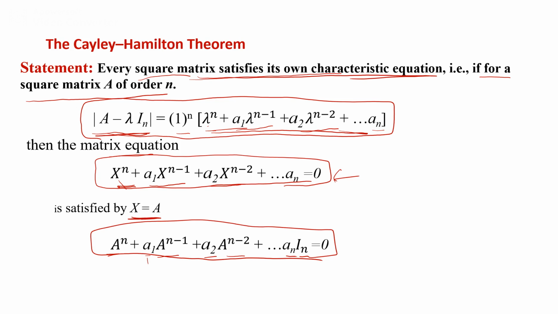These small a1, a2, a3, an are the coefficients, and this capital A is the matrix. So we can say every square matrix satisfies its own characteristic equation. That is the statement of the Cayley Hamilton theorem. If we replace lambda by A, it is equal to 0.